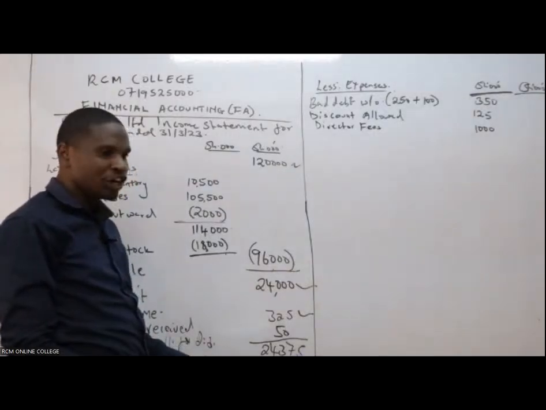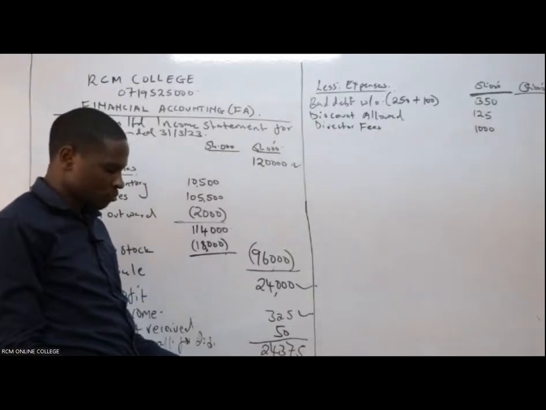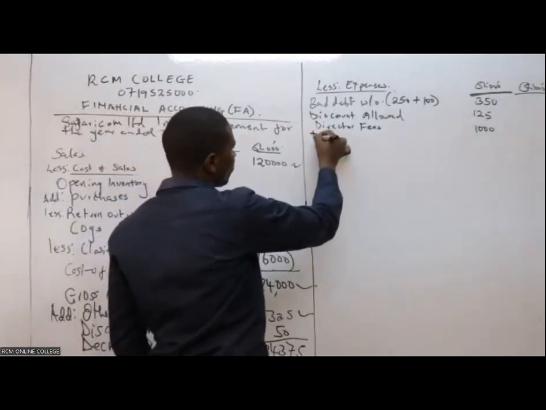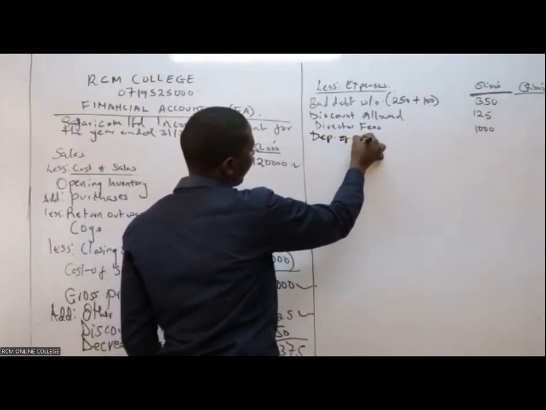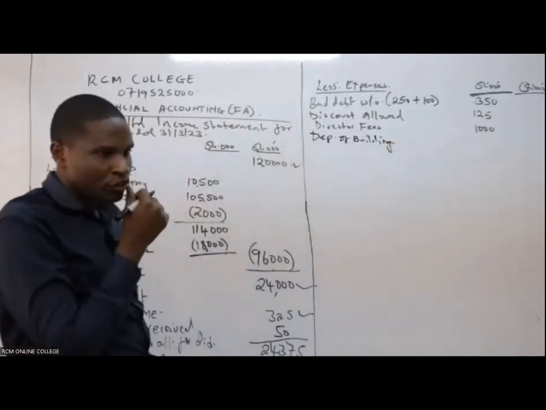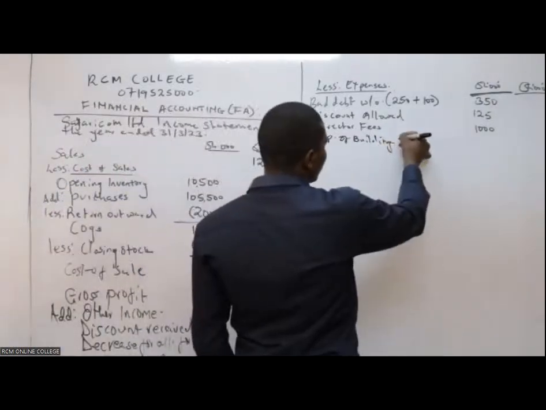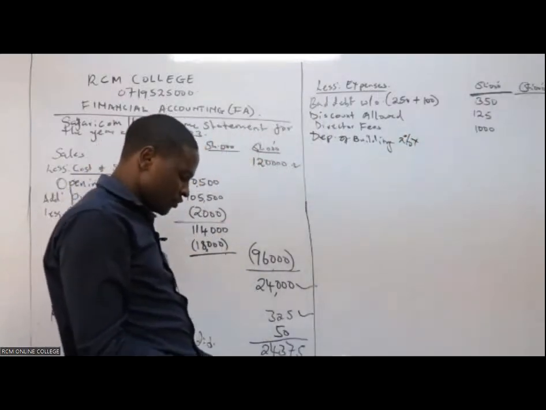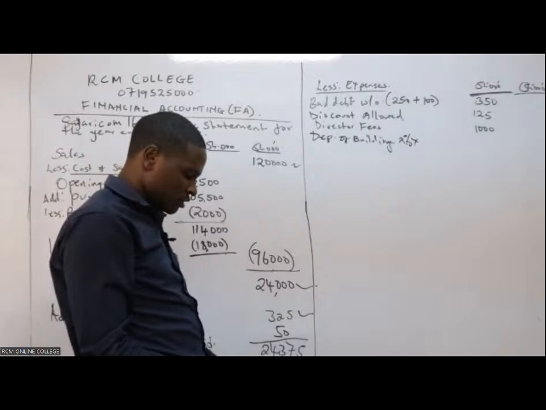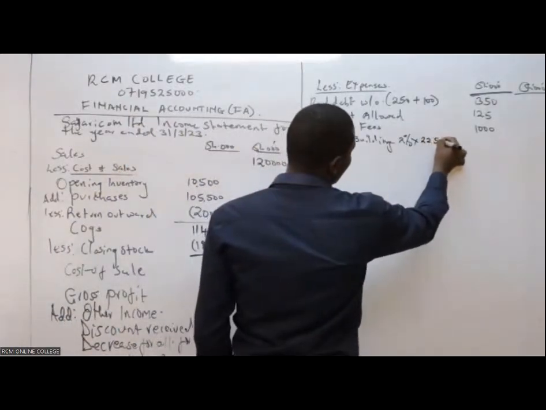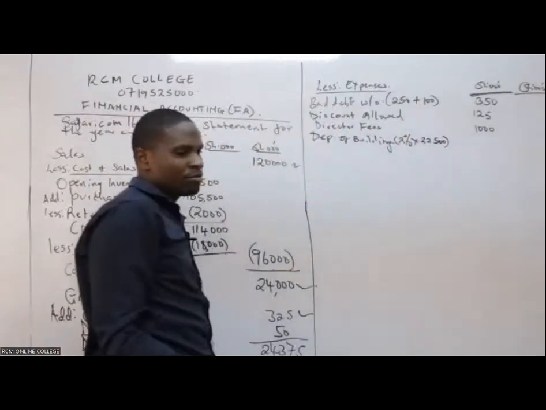Now we can check the depreciations. Maybe you can start with the depreciation of building. If you look at additional information, we are told that the building depreciation rate is 2% at cost. Cost of our building is 22,500. So give me 2% of that.